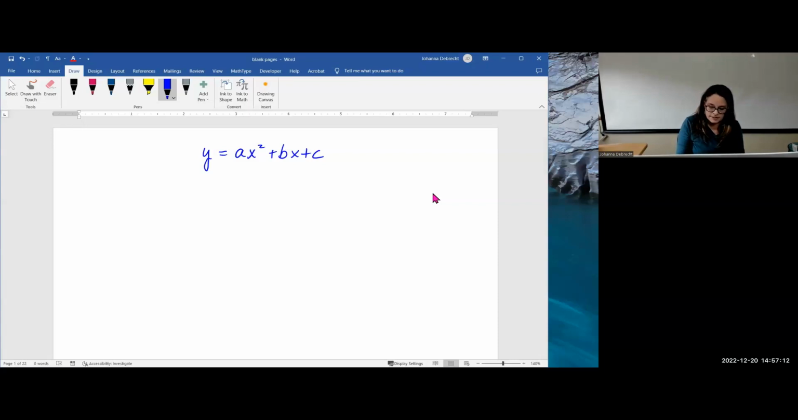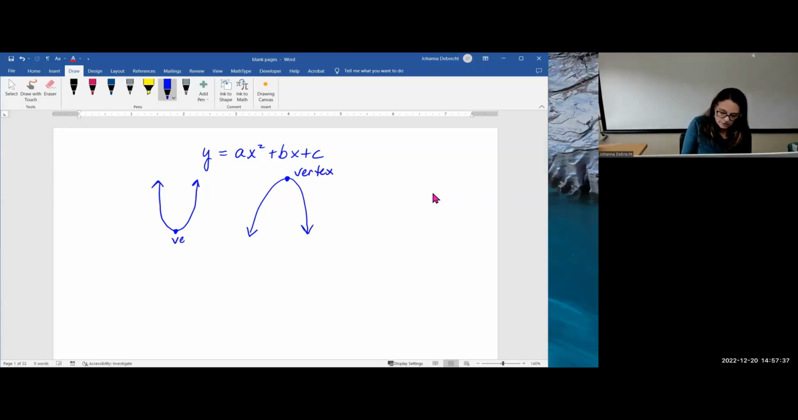Now, the reason for this is that a parabola looks like this. So it's sort of a U shape, which either opens up, or in this second case, we'd say it opens down. Now, there is a point that is either lower than all the other points on the graph or higher than all the other points on the graph. And that point is called the vertex. So this is the vertex right here.